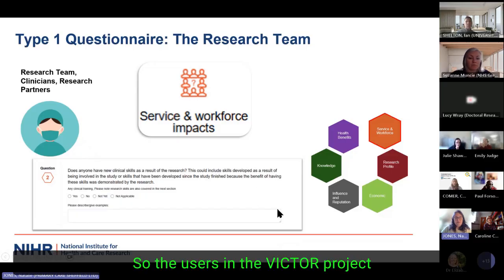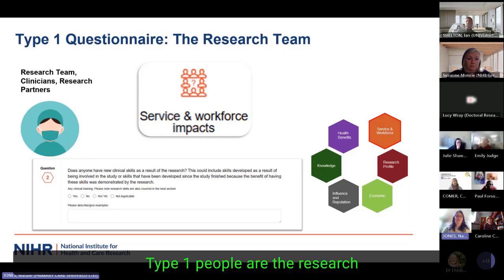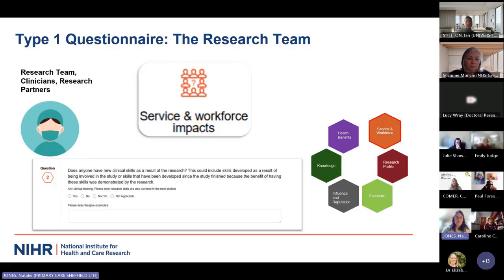So the users in the Victor project will be one of two, type 1 or type 2. Type 1 people are the research team, basically anybody that has a perspective on impact. So here is an example of service and workforce impacts domain, and a question within that domain is, does anyone have any new clinical skills as a result of the research?